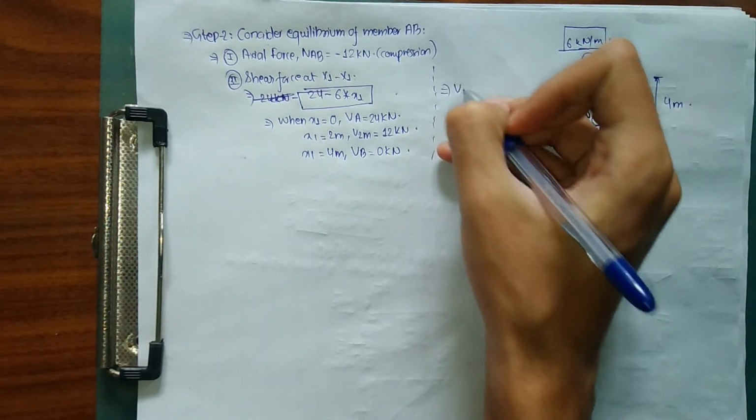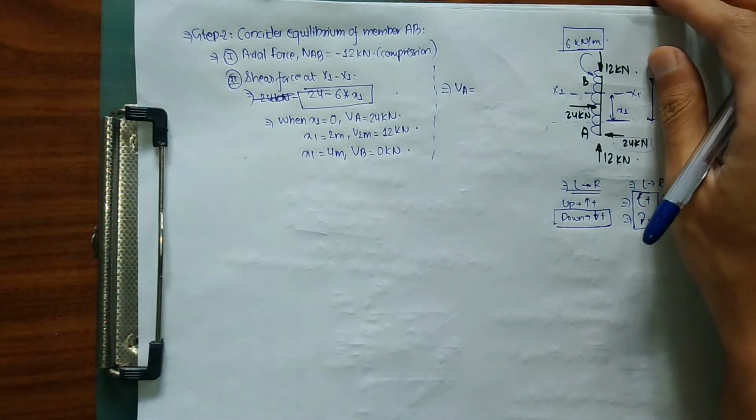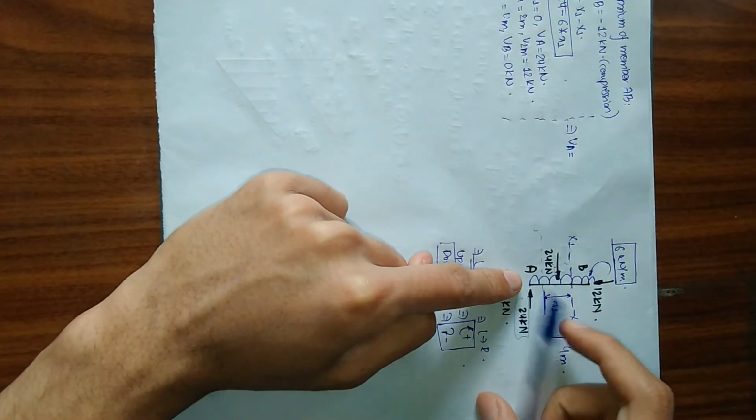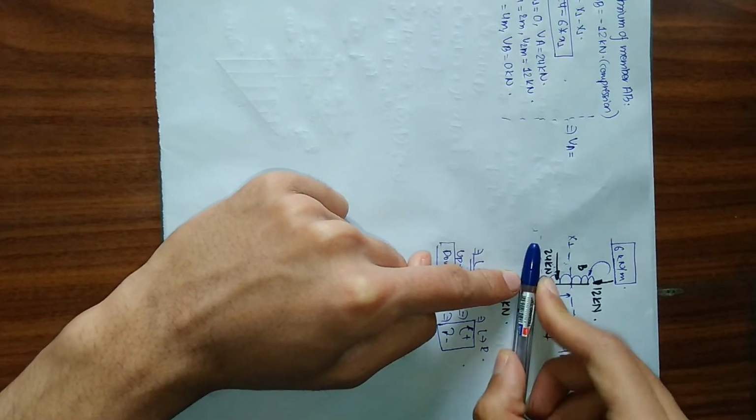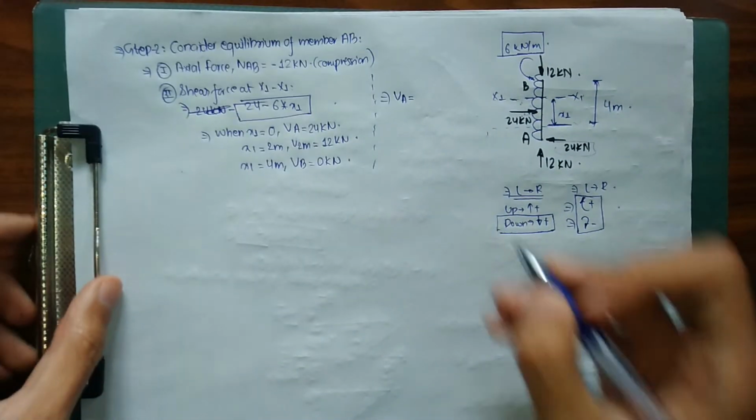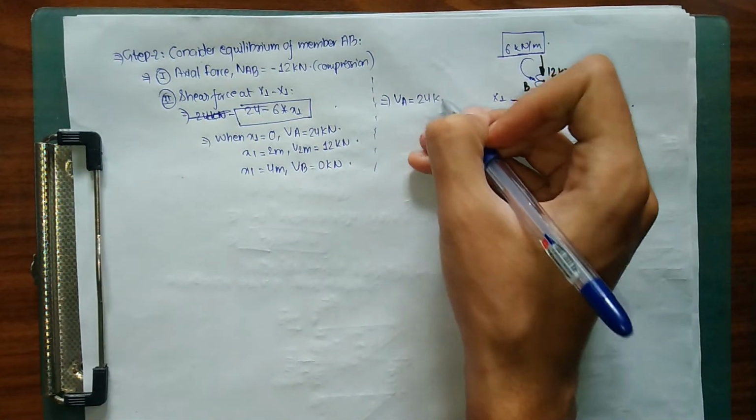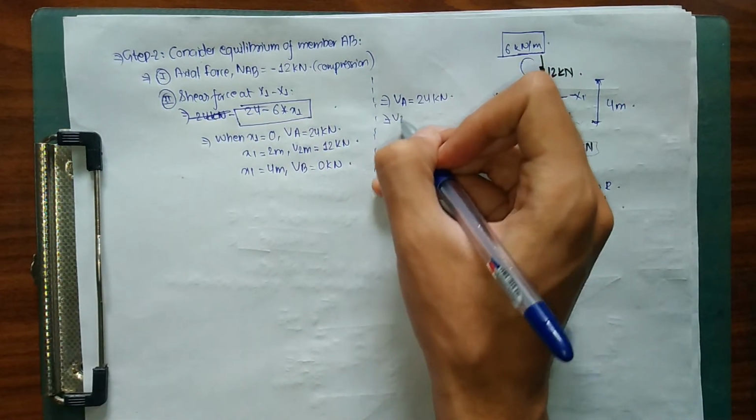You can take your shear force at A equals to, as you can see here, at point A, what we have is a 24 kilonewton force acting vertically upward. As I explained before, left to right, upward force is positive, which means 24 kilonewton. Next we have the point at 2 meter.